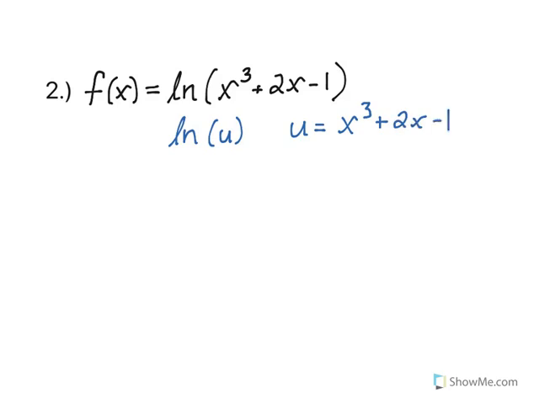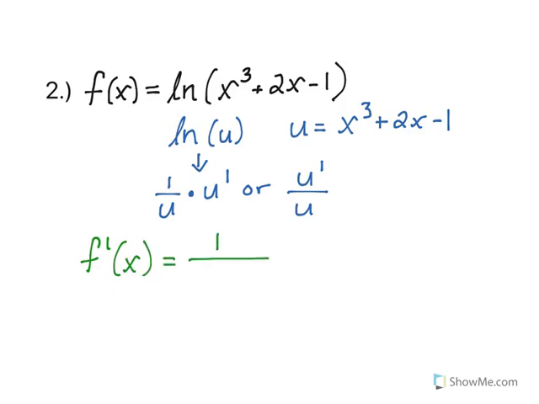Okay, so the derivative of natural log of u, again, is 1 over u times u prime, or you can also think of it as u prime over u. So what that means is we're going to go ahead and say our derivative, f prime of x, is equal to 1 over the inside function unchanged, which is x cubed plus 2x minus 1. And then we're going to multiply by the derivative of that inside function. The derivative of x cubed plus 2x minus 1 is 3x squared plus 2.